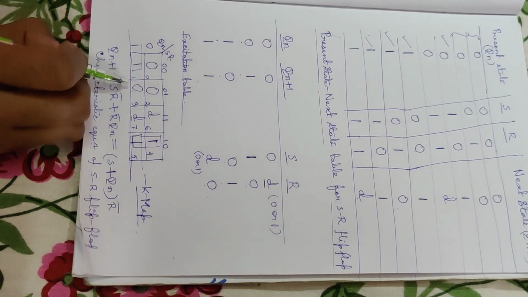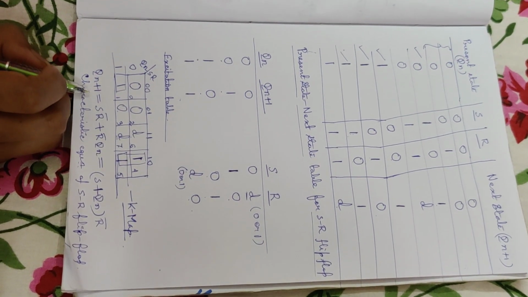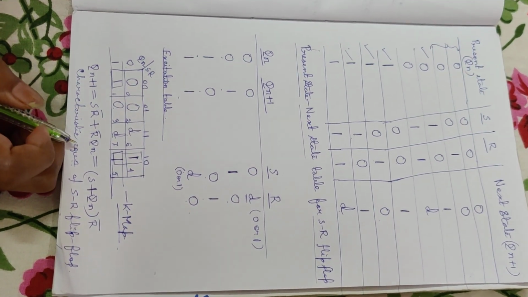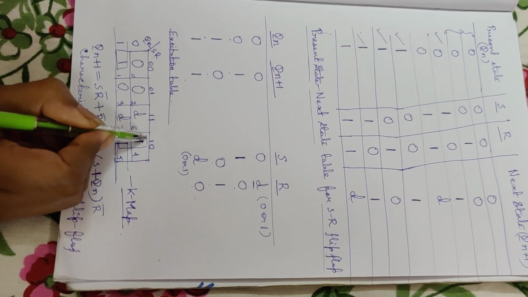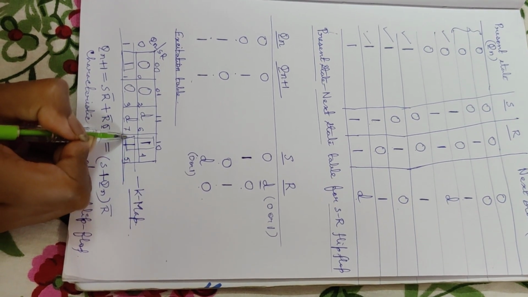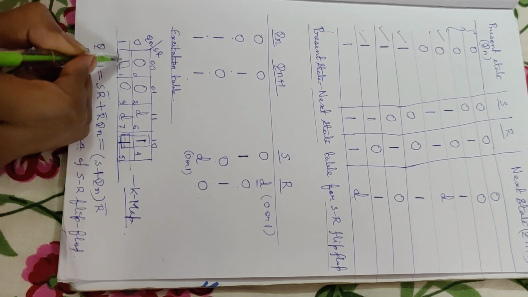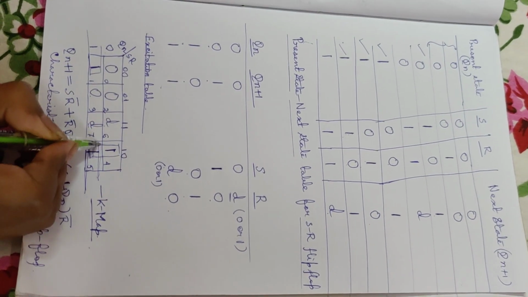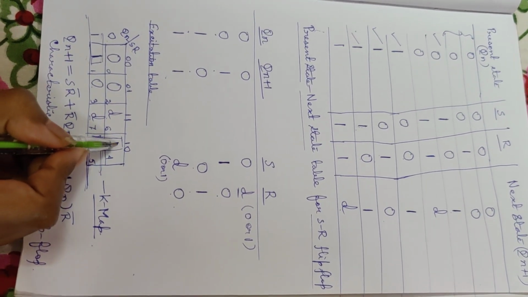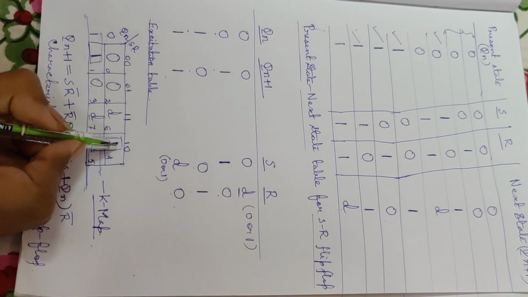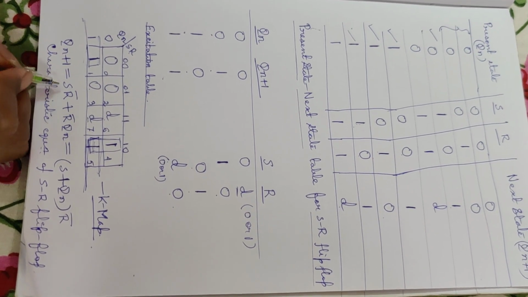So from this K-map, if we write down its characteristic equation, then first we have to find out the prime implicants. So these two ones can form a group like this. Again, this one and this one can form a group. For these two ones, value of S is 1, R is 0. So we can write down Qn plus 1 equal to S R bar.